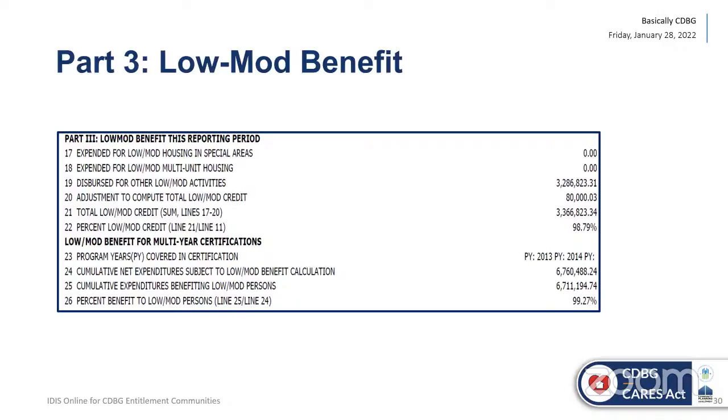We do want to mention here that if you have funds that have been expended for low mod housing in special areas or expended for low mod multi-unit housing, then there's going to be information on the details section of the report, the pages after the first page, and you will have to enter those amounts yourself on the edit parameters screen.